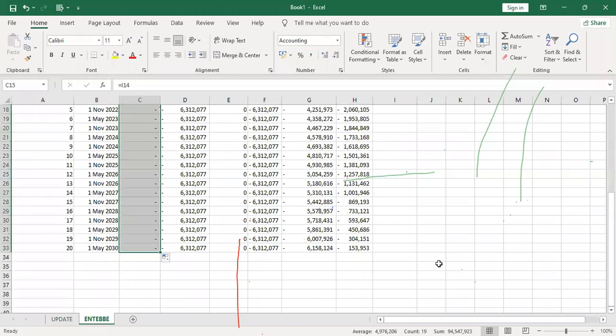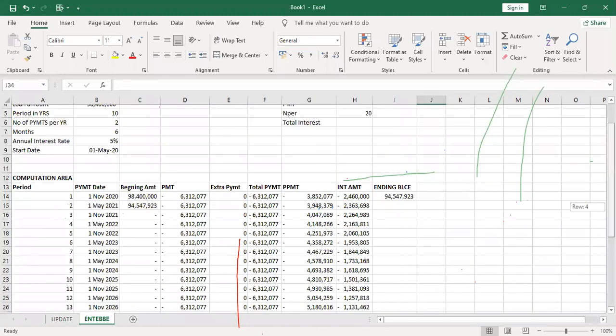Great. Now go back to the ending balance in period one. After that, click on the ending balance in period one.